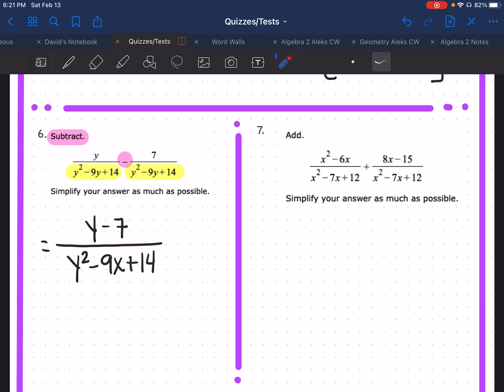Okay, I don't have to worry about my problem because I only have a -7. What I do need to worry about is, is this going to be a factor of the polynomial in my denominator? Because this is a factor if I put it in parentheses, and 14 is 2 times 7. So because of this 7 right here, I'm going to have to go ahead and factor the denominator.